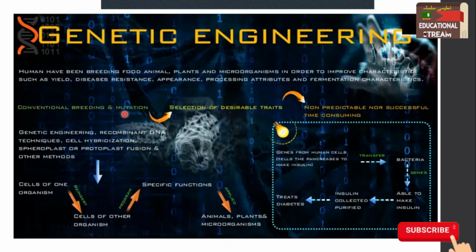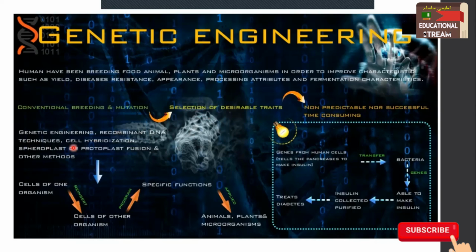Conventional breeding and mutation give you the selection of desirable traits, but they are non-predictable, not always successful, and time consuming. The previous conventional method of breeding and selection is time consuming, and after spending so much time, you may not find the trait you are interested in, or it may not be produced.